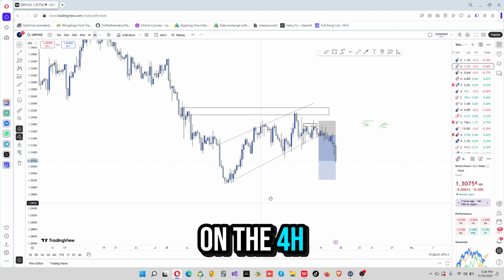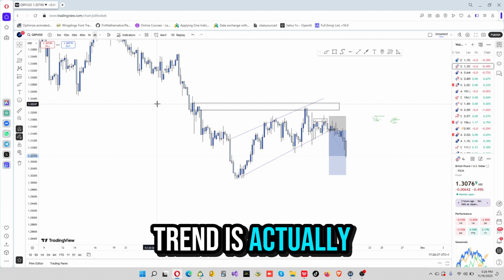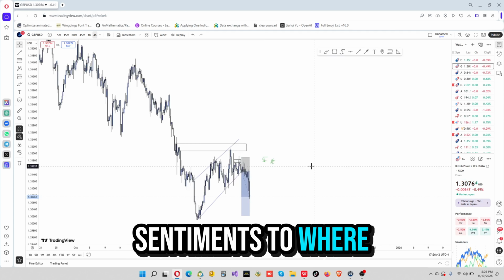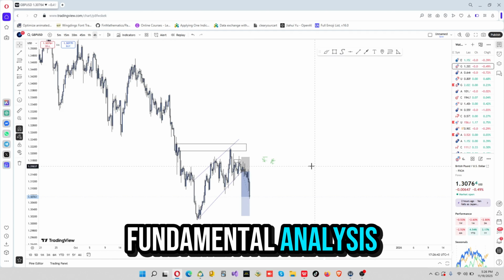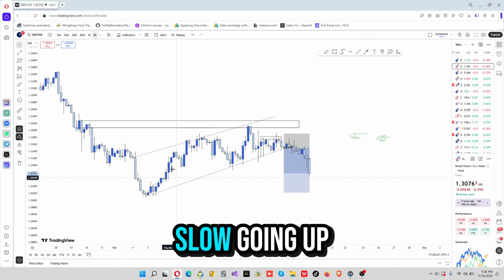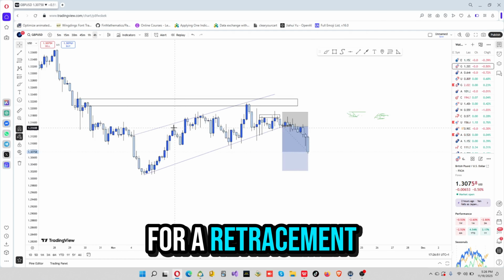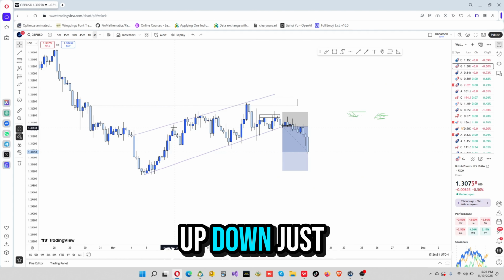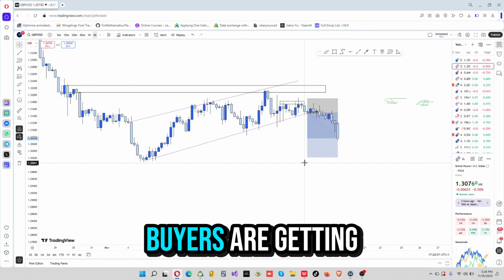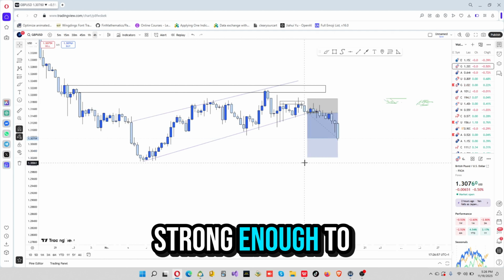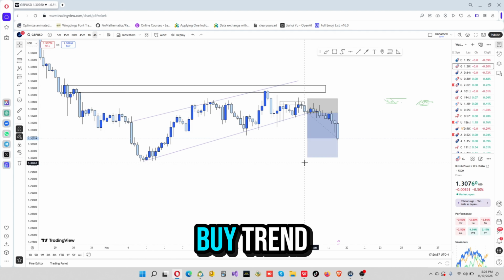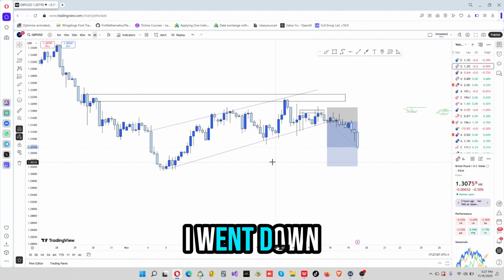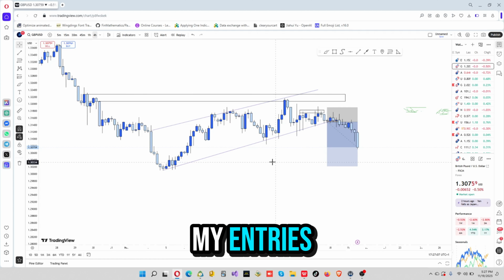So on the 4H, you can see that the trend is actually on a downtrend, right? Sentiments too were all towards the sell on the fundamental analysis. Then price started slowly going up for a retracement. Now, this simple zigzag up, down, up, down, up, down just means that the buyers are getting exhausted. They are not strong enough to start a new buy trend. So the sell trend is probably going to come back. So once I saw this, I went down to a lower time frame for my entries.